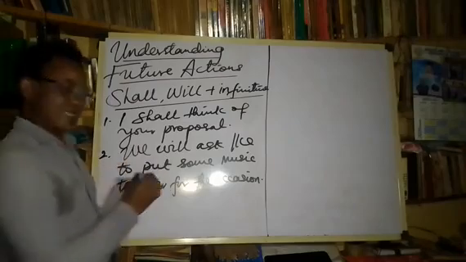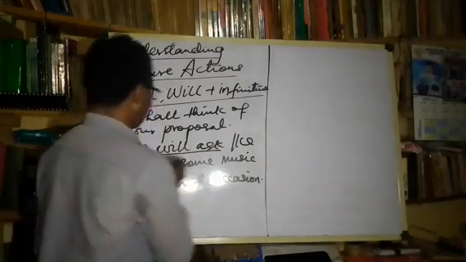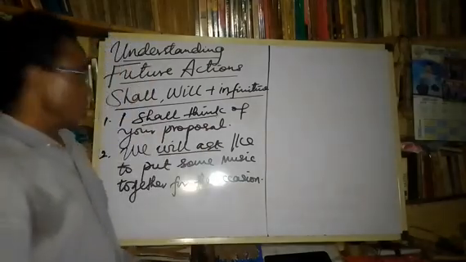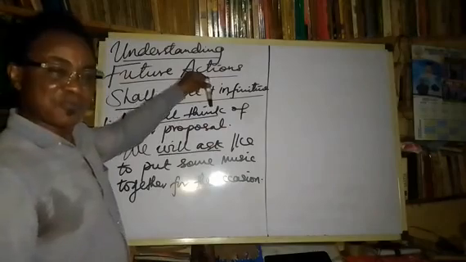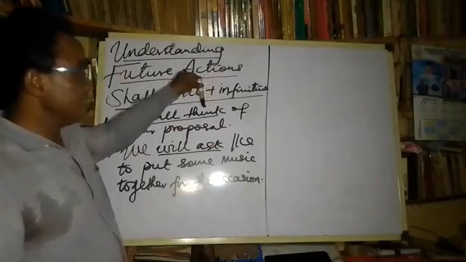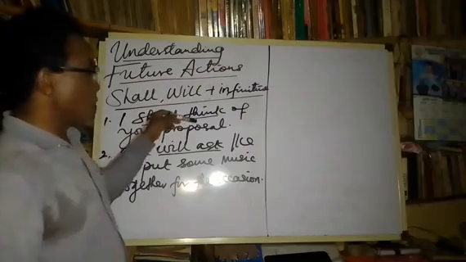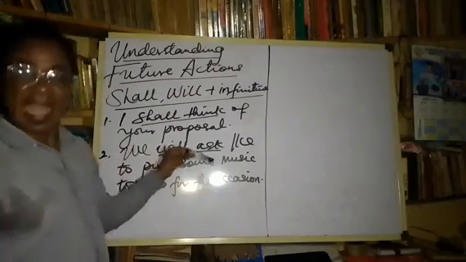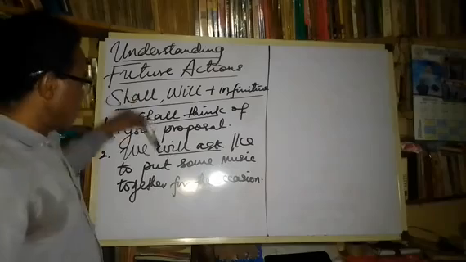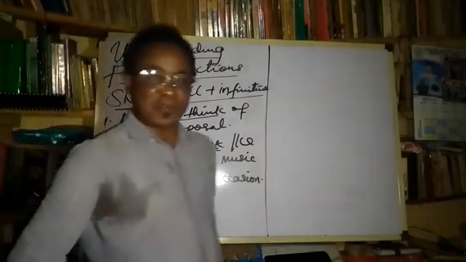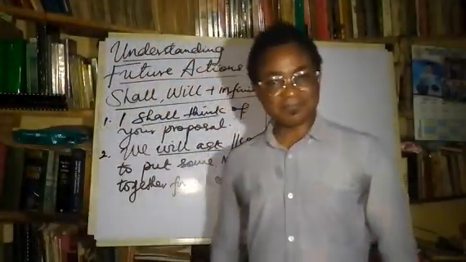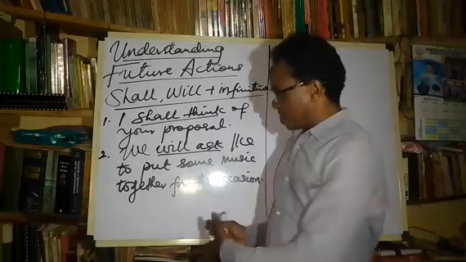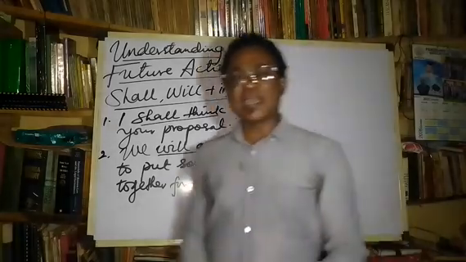So let us take a look at the verbs. We'll ask, shall, think. The second part of each of the verbs is the infinitive. So the infinitive in number 1 is think. And the infinitive in number 2 is ask. Shall and will are the auxiliary parts. Now let us take a look at the two sentences and what they purport to mean.